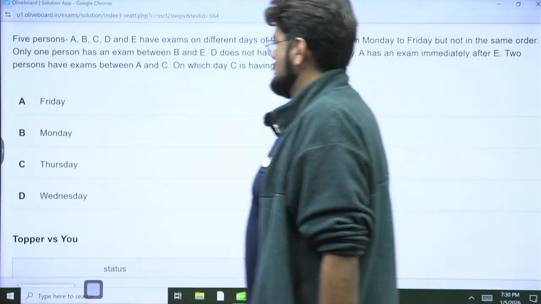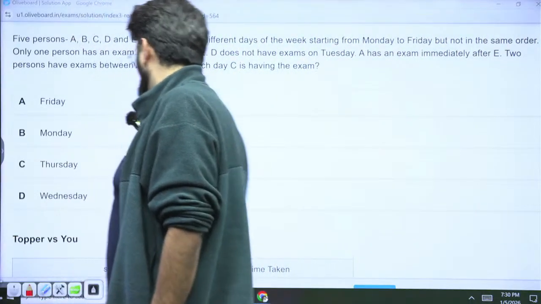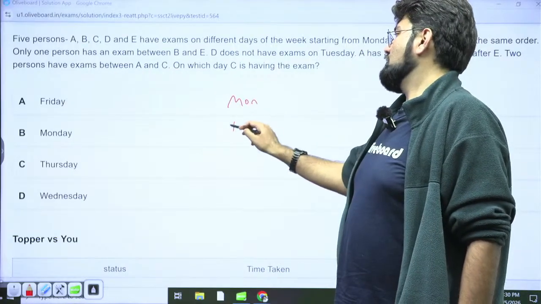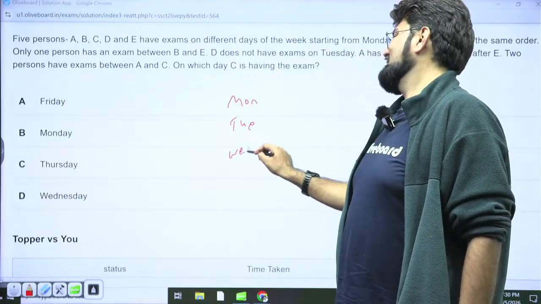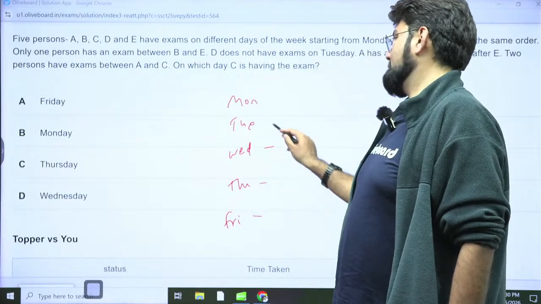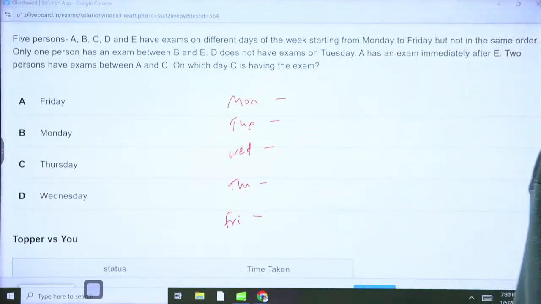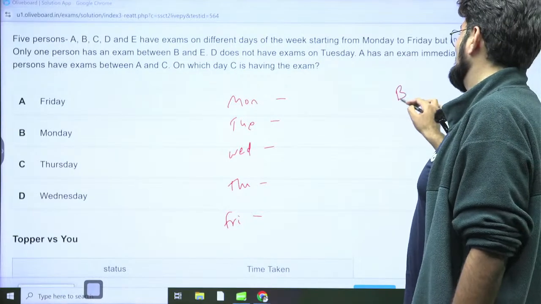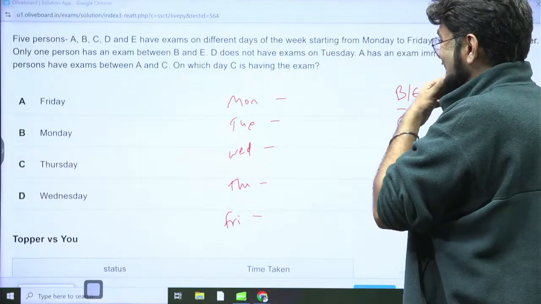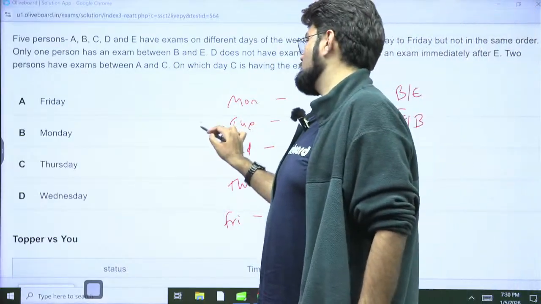Okay, 5 persons have exams on different days of the week starting from Monday to Friday. So this is the fixed data we have. Monday, Tuesday, Wednesday, Thursday, Friday. Only one person has an exam between B and E, of course, the orders can change. D does not have the exam on Tuesday. So D is not here for sure.